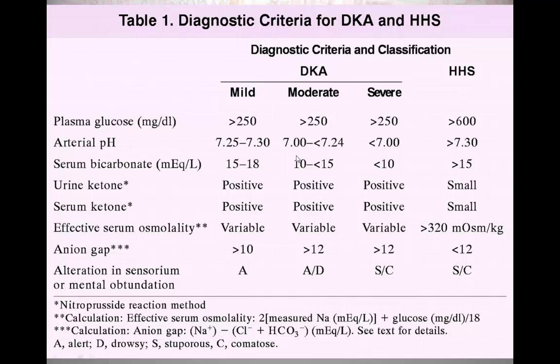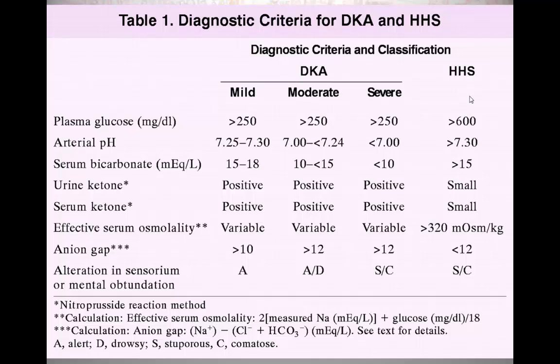So there are several levels, but the main difference between DKA and HHS is that the glucose level in DKA normally never surpasses 600. Patients have metabolic acidosis in both of them. In DKA, they tend to have more metabolic acidosis than in HHS. Why? Because in HHS they do not lack insulin. They have resistance to it. They do have insulin, and some of the glucose goes inside the cell. So the shift to anaerobic metabolism is less in HHS than in DKA.